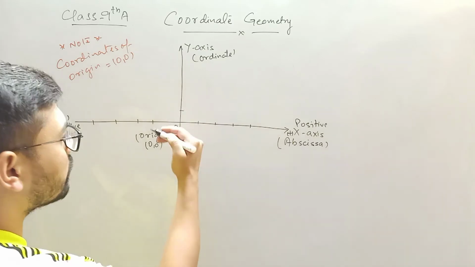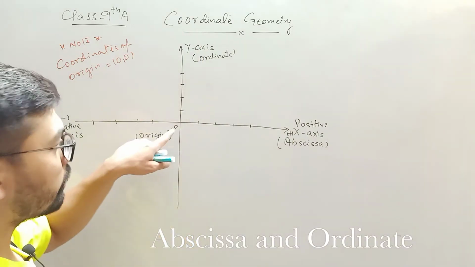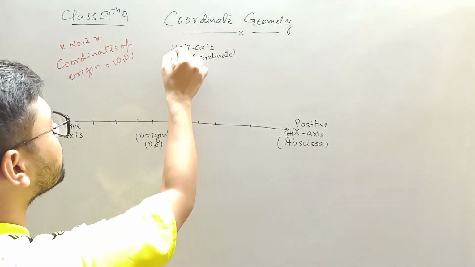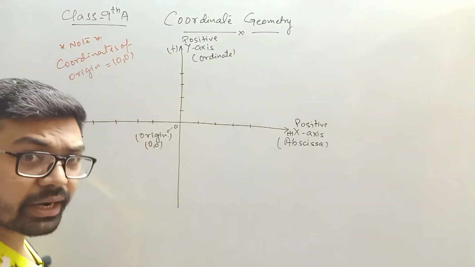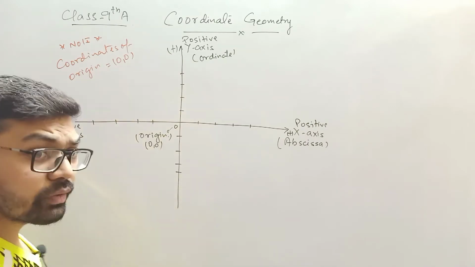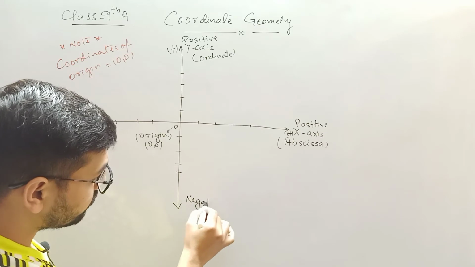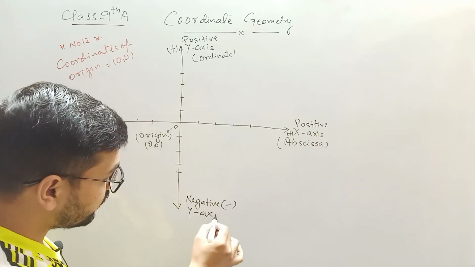Similarly, if I move to the upside, to this side of origin, I'll have positive y-axis. So you can represent this by positive sign, or you can write positive y-axis. And if you move to the downward direction, you will have negative y-axis, right? This is negative, or you can represent negative sign, negative y-axis.